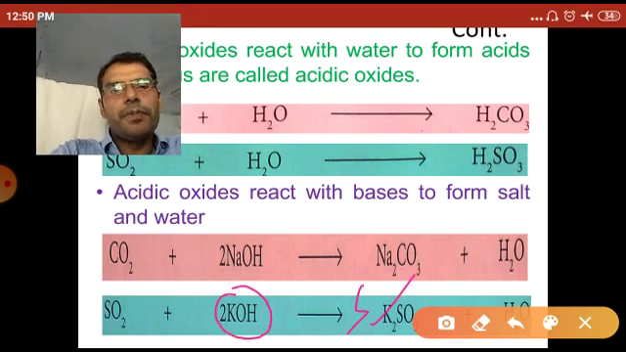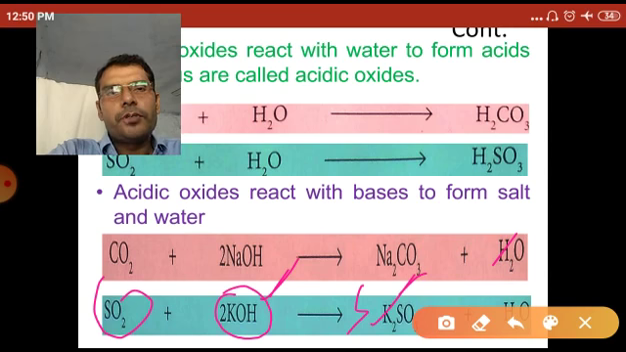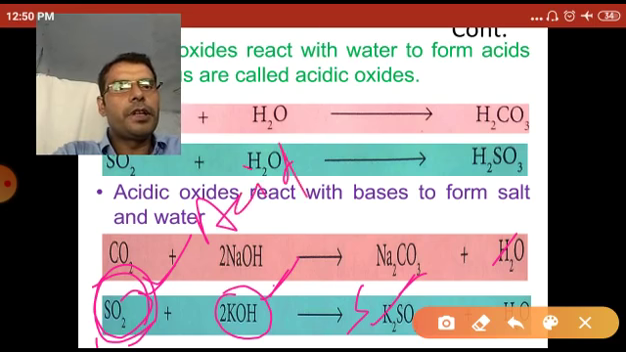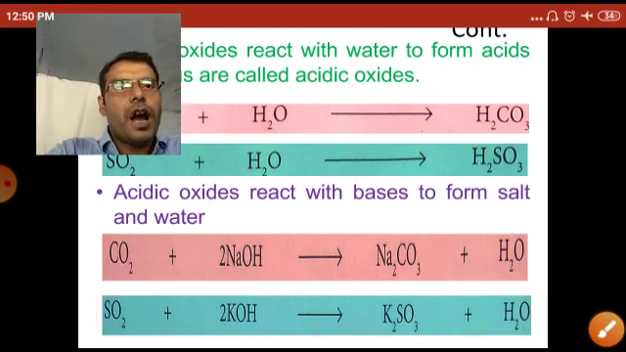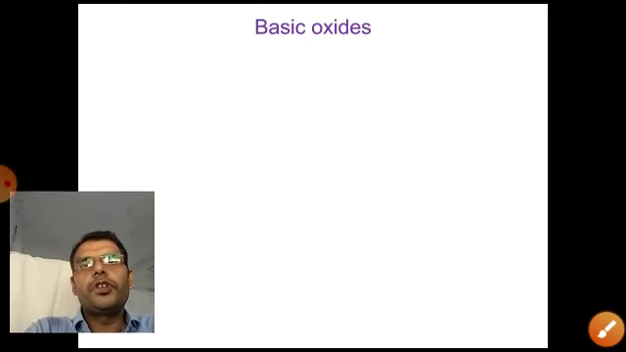Potassium hydroxide is a base. It reacts with the SO2 to form salt and water. Potassium hydroxide is a base, that means SO2 is behaving as an acid. So non-metallic oxides are generally the acidic oxides.